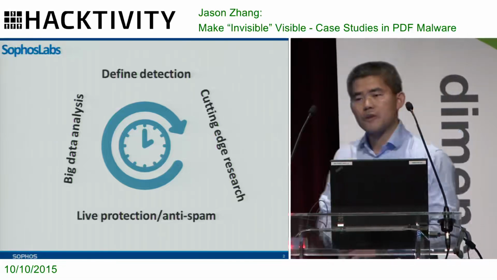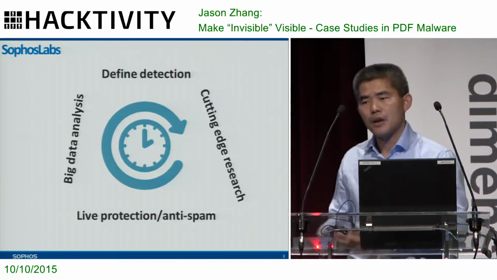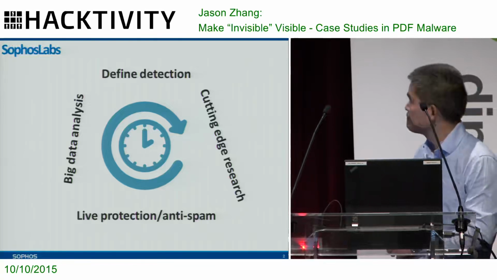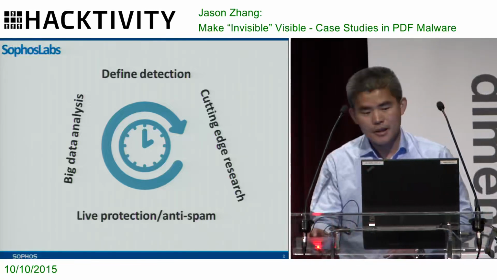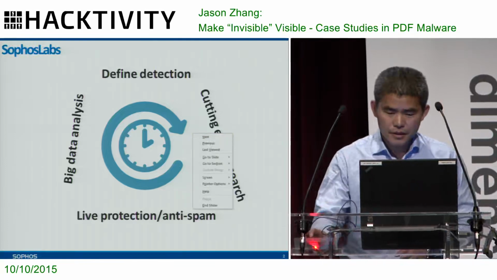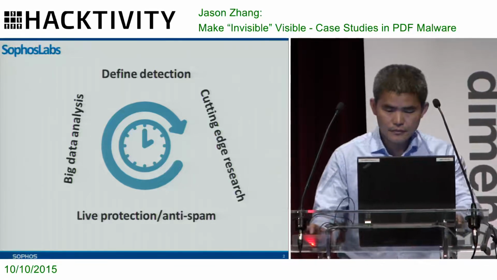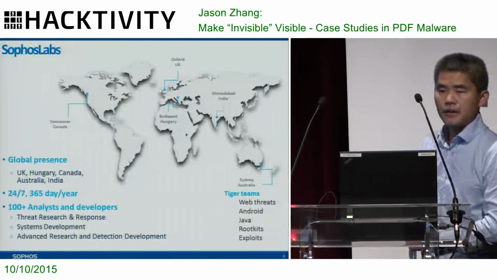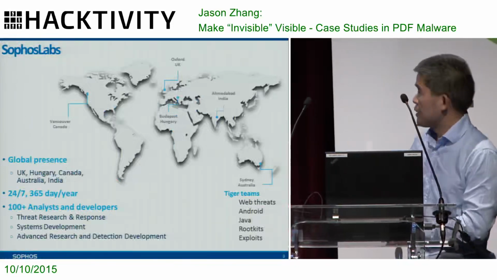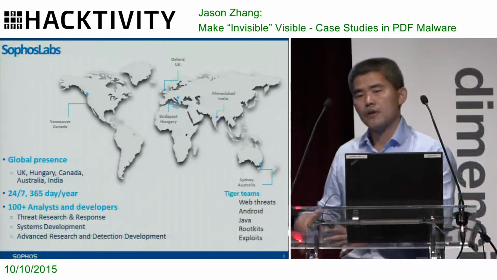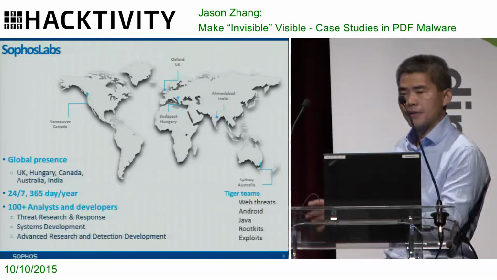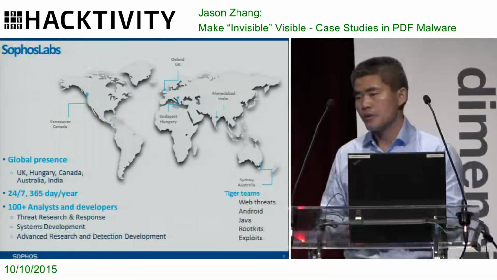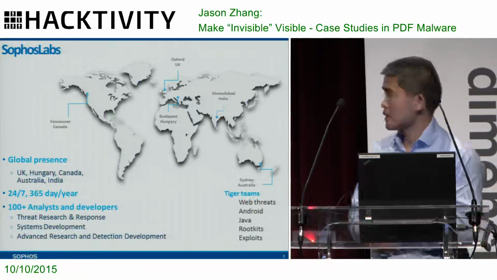So you might ask me a question, do you guys sleep? How do you work around the clock 24 hours a day? The answer is no, we don't sleep. Of course, I'm joking. But because we have offices around different time zones. Sophos is headquartered in Oxford, UK, and we also have offices here in Budapest, and in Canada, India, and Australia. That's why we can work around the clock.